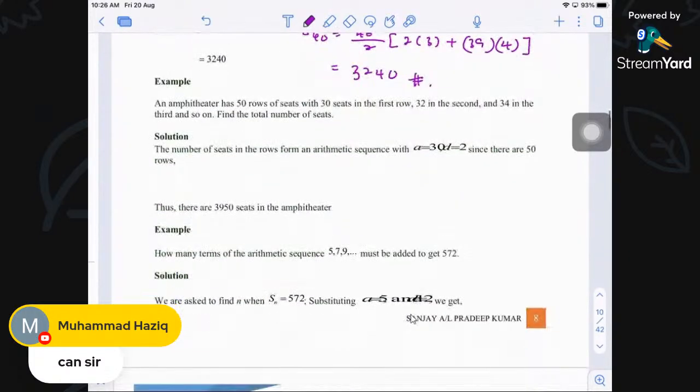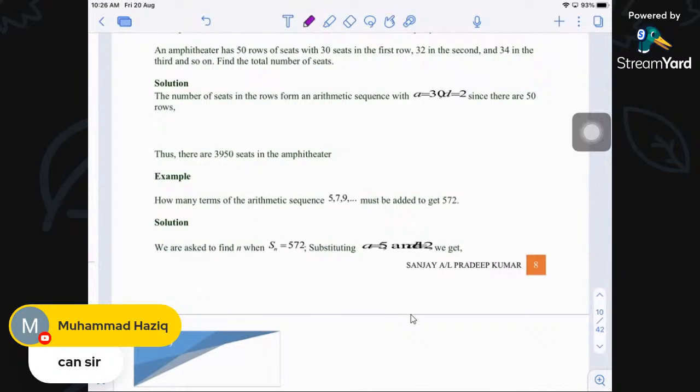Let's take an example like this. They say an MP theater has 50 rows of seats. MP theater means a very foolproof theater. 50 rows of seats with 30 seats in the first row, 32 in the second, 34 in the third, and so on. Find the total number of seats in the whole theater there.